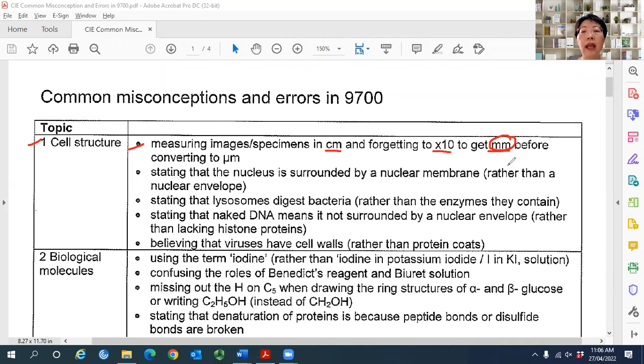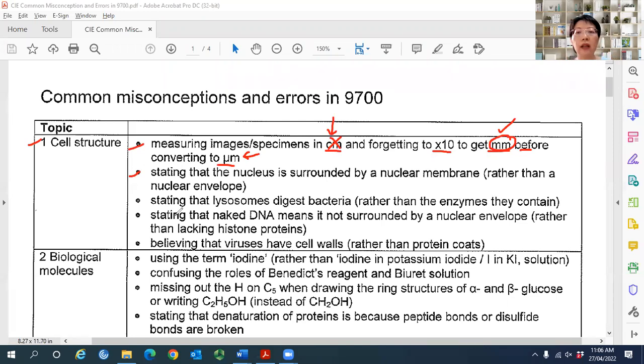Some students write in cm, I also accept, but the error says forgetting to times 10 to mm, which means they want mm, they don't want cm. Strictly speaking, if you write cm and don't convert to mm before converting to micrometer, they can refuse to give you the mark. If you measure in cm and straight away convert to micrometer, strictly speaking, I cannot give the mark in your trial exam. So make sure you know this.